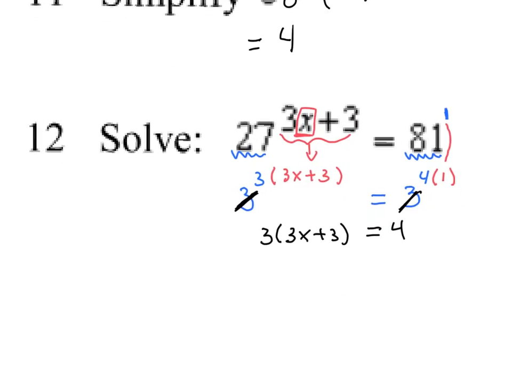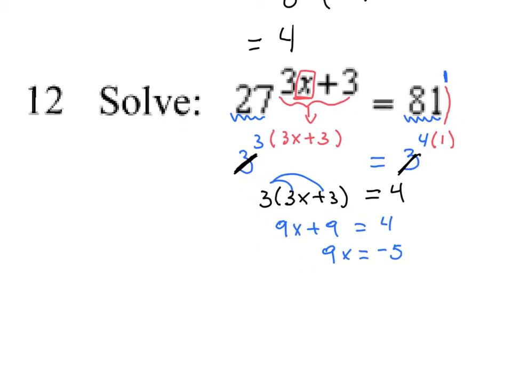So you just solve for x. You distribute the 3. So we're going to get 9x plus 9. On the other side, you get 4. Subtract 9. You have to get rid of this number. So subtract 9 from the other side. So that's going to be negative 5. 4 minus 9, that's negative 5. And then you guys divide by 9. And you get x by itself. So divide by 9, divide by 9. So that's negative 5/9.